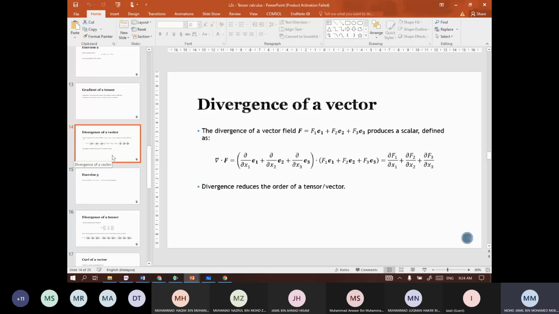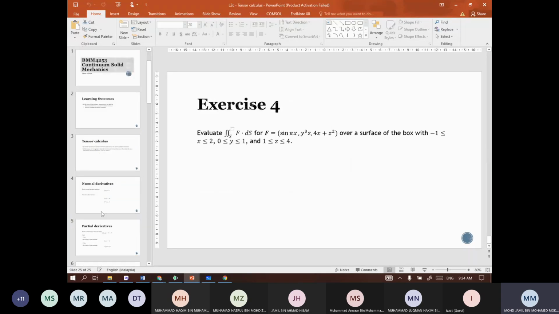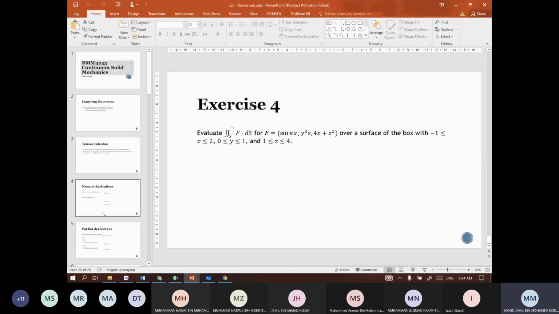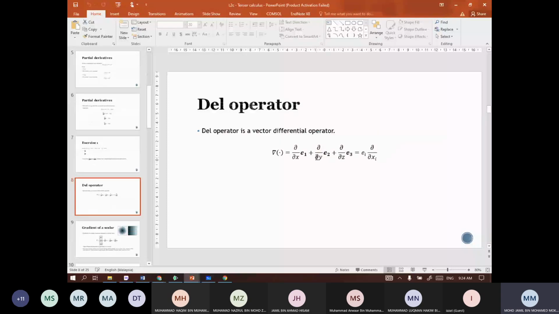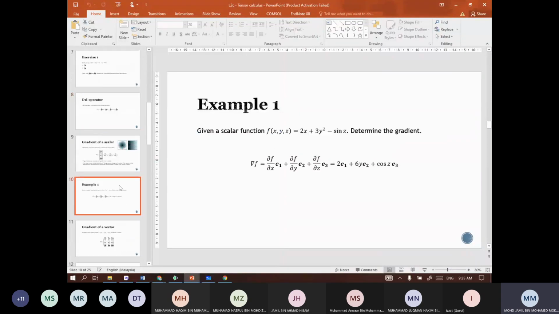Okay, so that's it for today. Any question? If you have no question, as I said, I want you to try exercise number 4, and then we will discuss next week. Try to understand the del operation, because we will use it a lot later. I hope you understand how to perform the del operation.